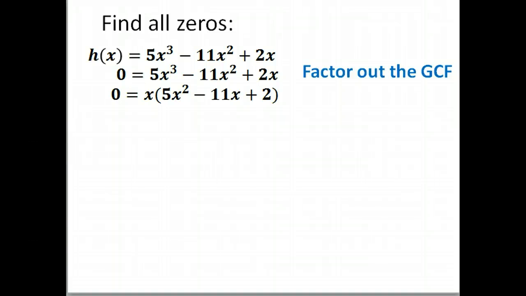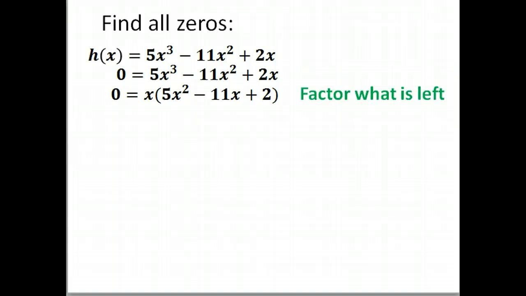All I did is take an x out of each one of those. Okay, now my goal is to factor what's left. The x can't really be factored any further than that. I'm really worried about factoring this right here. I recommend that you use the Berry method, and we covered that in a previous video. When we factor this one, we do our a times c: 5 times 2 gives me 10, so I need two numbers that multiply together to give me 10 but add together to give me negative 11. I find out that's negative 10 and negative 1.